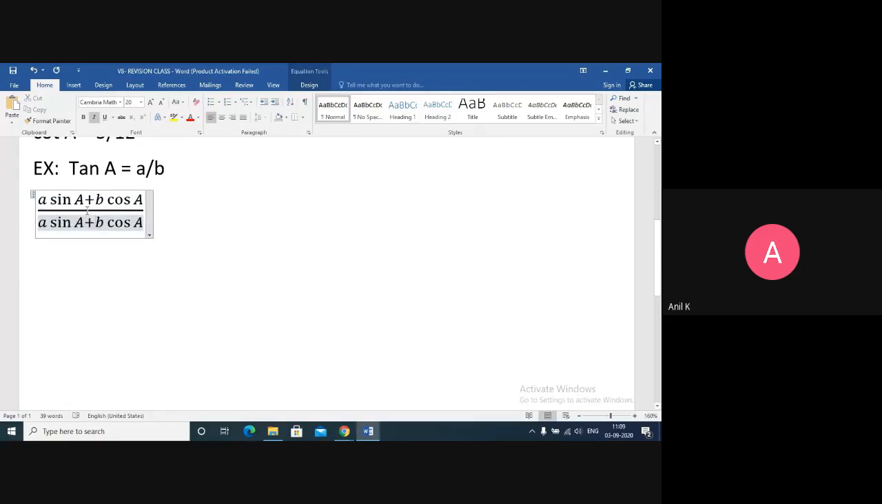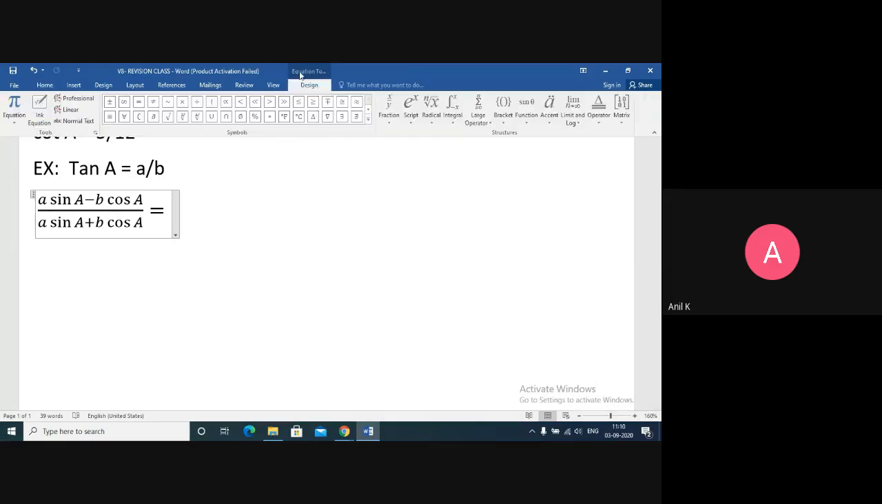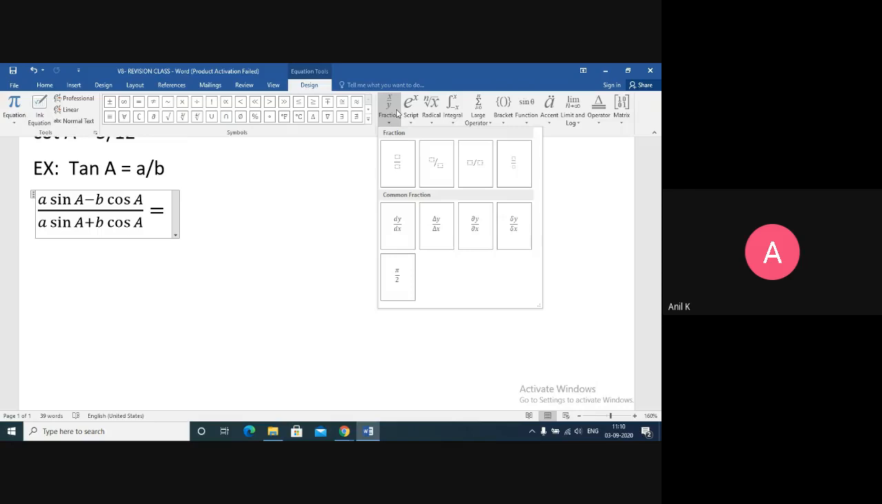Numerator is minus, and denominator is plus. Now this is what they ask you to find. What value is given? They have given tan A value is A by B. One method is you draw the triangle, opposite side is A, adjacent is B, so your hypotenuse will come as under root A square plus B square. Then you find sine value, cos value and substitute here. So that is going to be a little bit lengthy to solve.